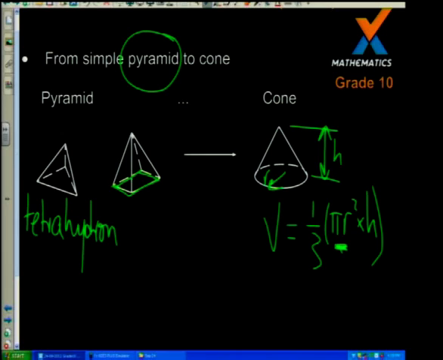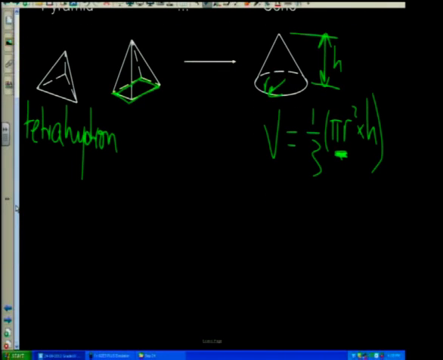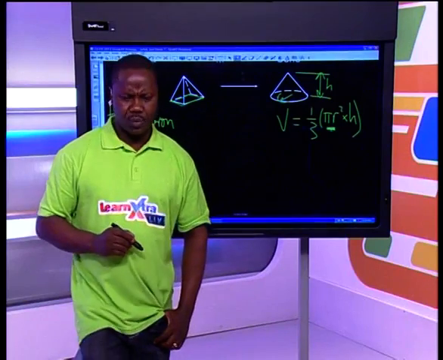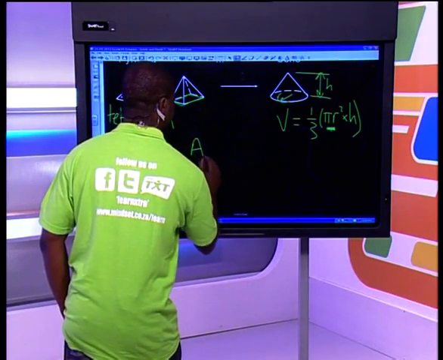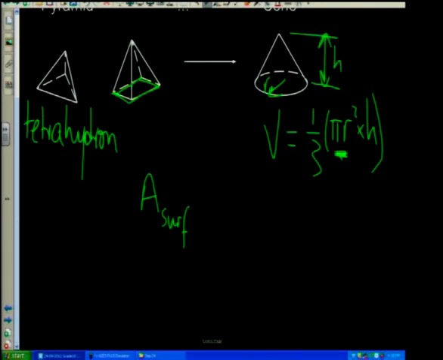I think I have to just take you two steps back. We talked about the area of a cone last week. And I think we said the surface area of a cone is pi times the radius, times the slanting height. Now, this is what we call the slant height. So that was the surface area.